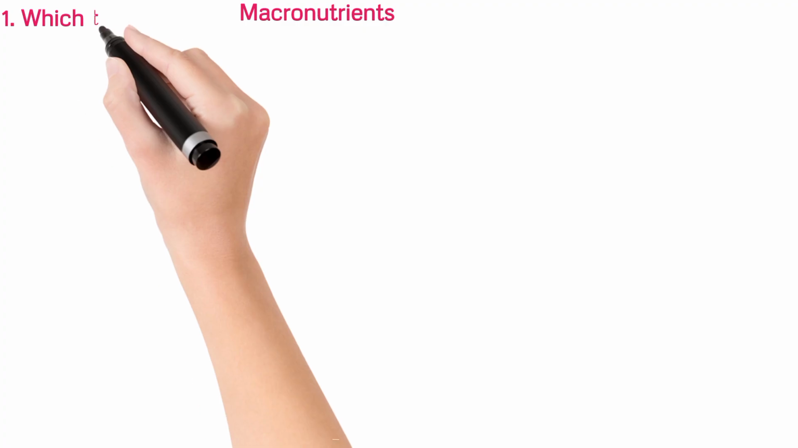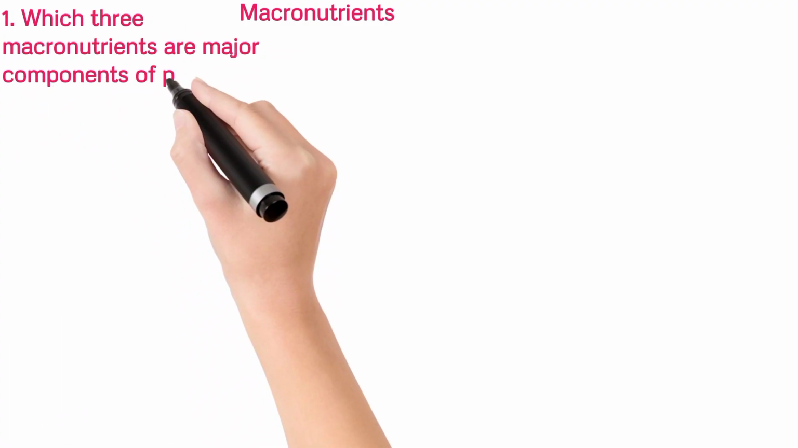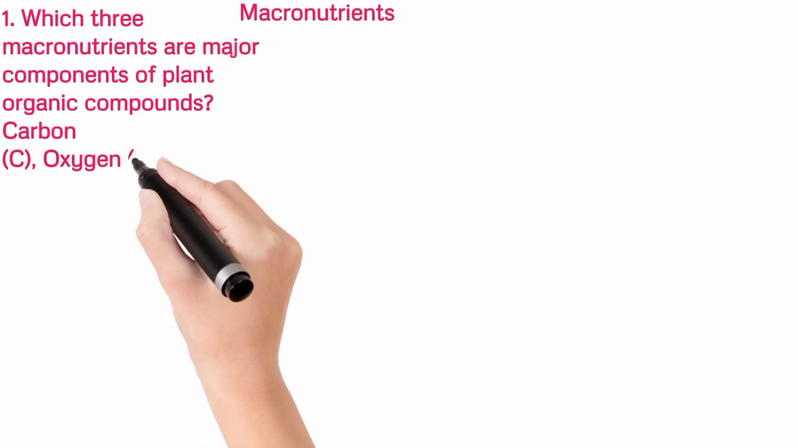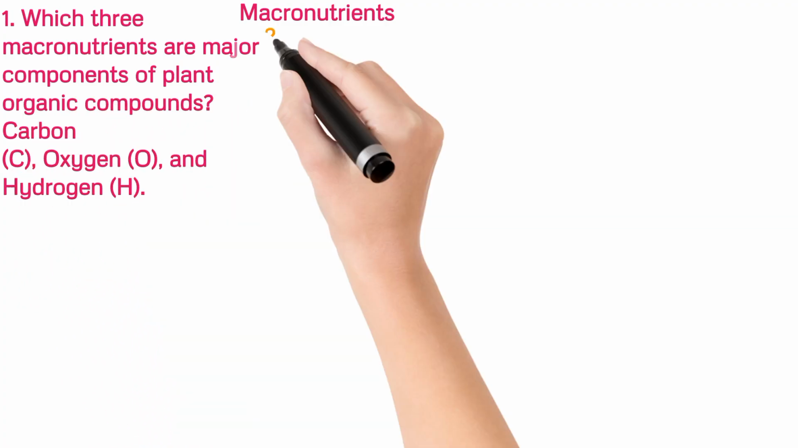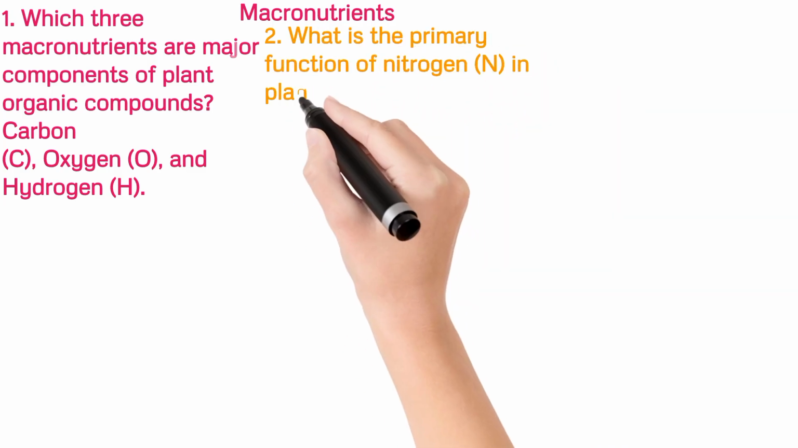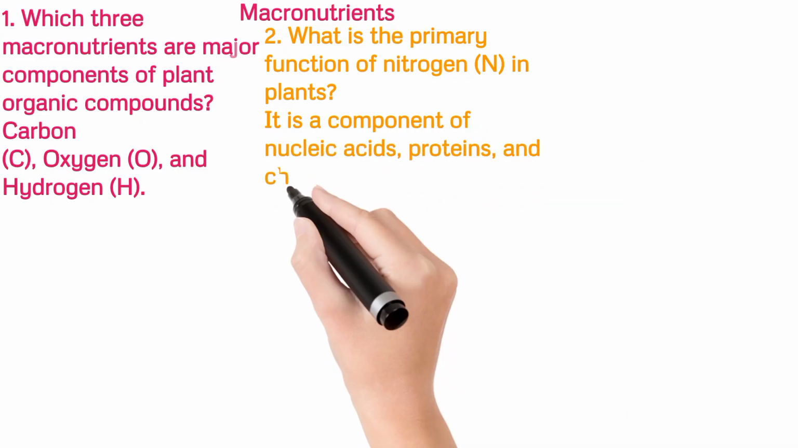Macronutrients. 1. Which three macronutrients are major components of plant organic compounds? Carbon, oxygen, and hydrogen. 2. What is the primary function of nitrogen in plants? It is a component of nucleic acids, proteins, and chlorophyll.